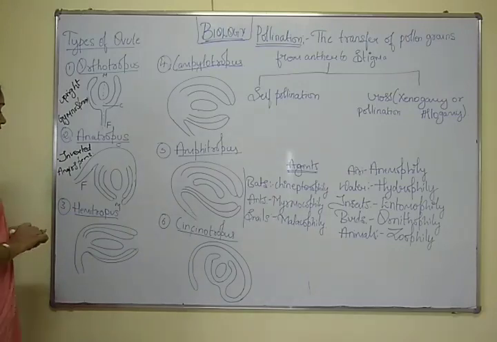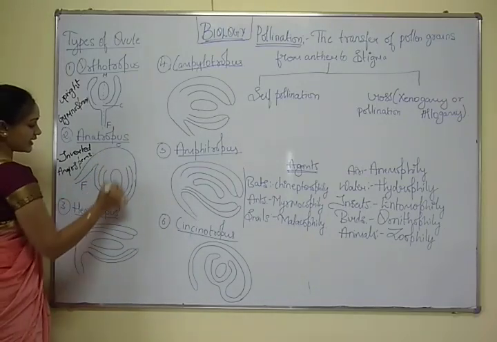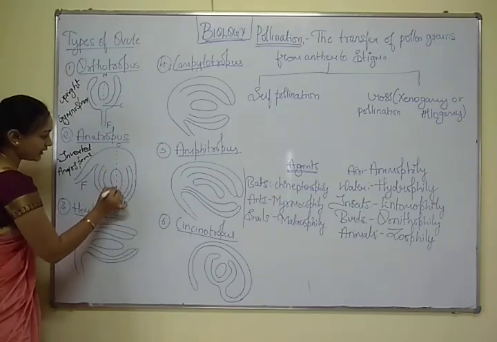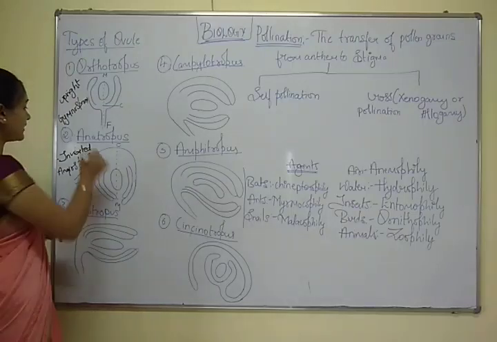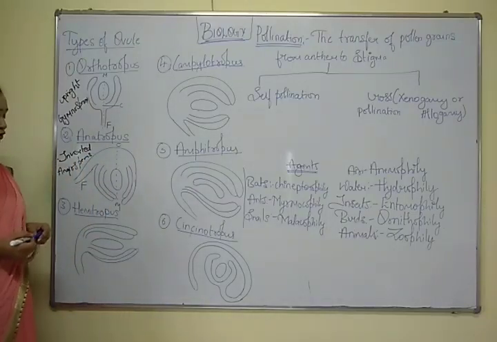Here the chalazal end and the micropyle end lie on the same plane, whereas the funicle will be in the opposite plane. So that is called an anatropous ovule.